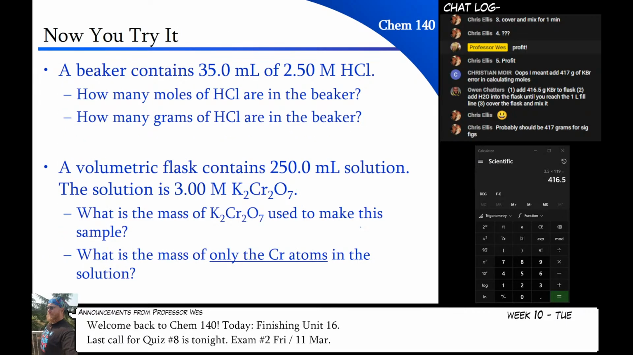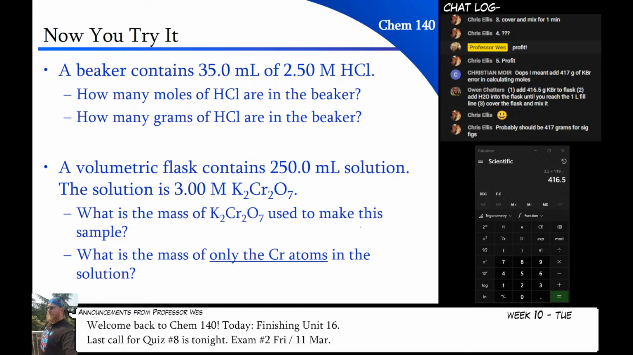All right. So I'm going to give you these two problems that are going to use this concept, and then from there you can do other calculations that we've done in the class so far. So all the Unit 13 and 14 and 15 stuff is going to come back to haunt us here. The top question: I have 35 milliliters of 2.50 molar HCl. Tell me how many moles of HCl are in the beaker, and then how many grams of it are in the beaker.